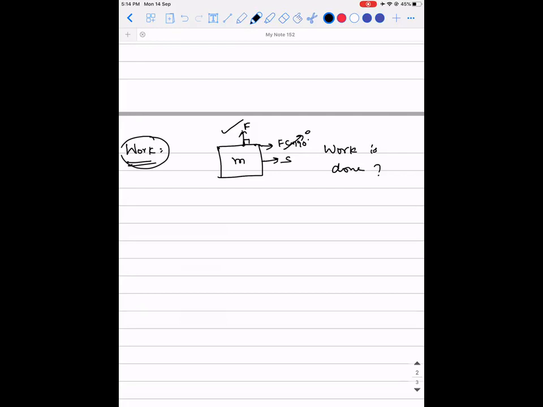Work is said to be done by a force when force is applied on the object and it causes displacement to the object in the direction of its application.